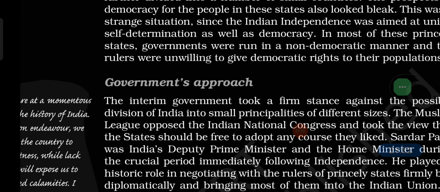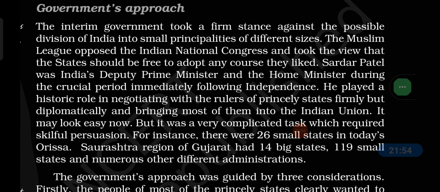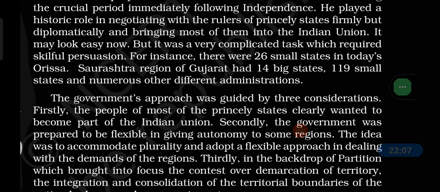What was the government's approach? The interim government took a firm stance against the possible division of India into small parts of different sizes, and the Muslim League opposed the Indian National Congress. The Saurashtra region of Gujarat had 119 small states and numerous other states and different administrations.